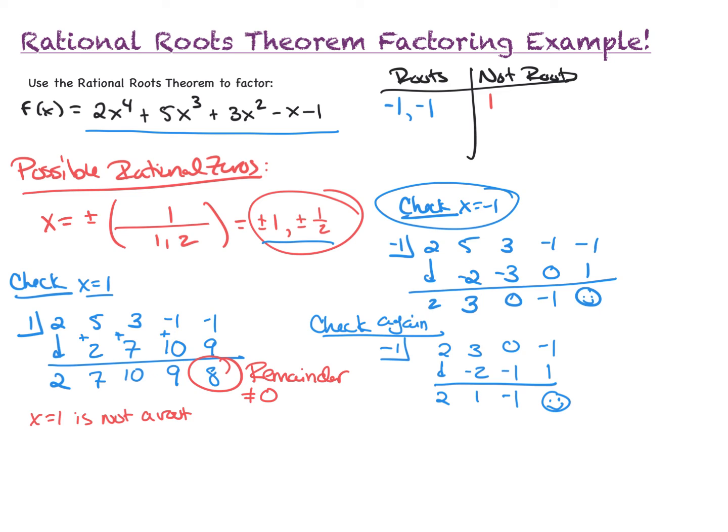And keep in mind, since we have 2x to the 4th, I will have 4 roots. If I count all of the numbers, even if they appear multiple number of times, if I count those as 2 of my roots, I should have 4 total answers. So now I've got 2 of them. I've got -1 and -1.